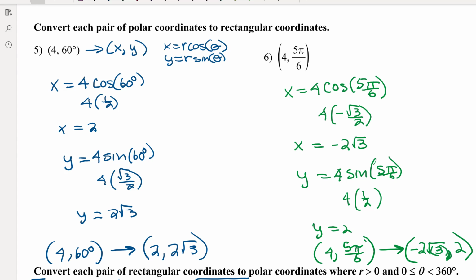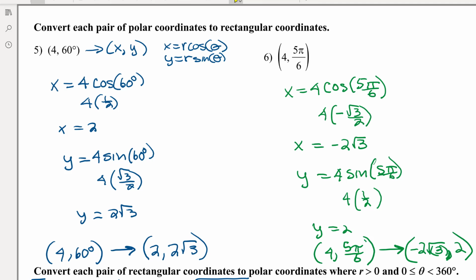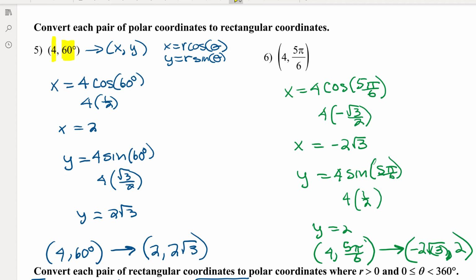Okay, these videos will be pretty brief because I'm just going to show you what I've already done. Convert each pair of polar coordinates to rectangular. So if this is polar, r theta, we want to convert it to x and y. Well, x is the radius times cosine theta.